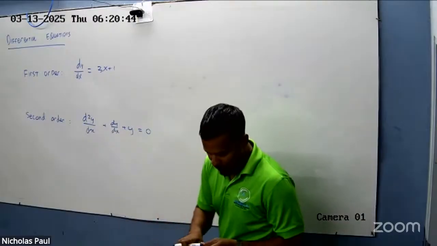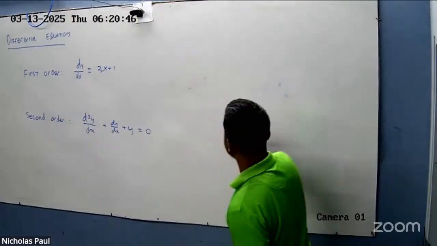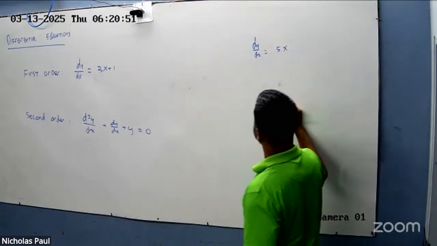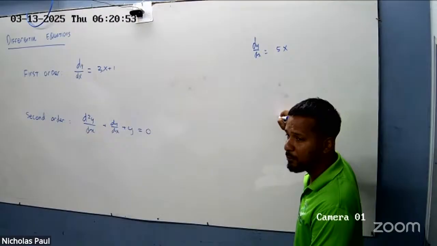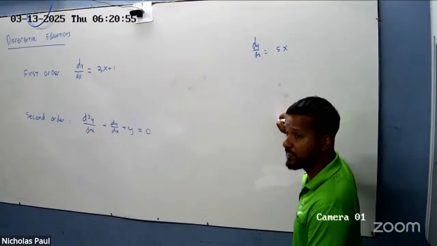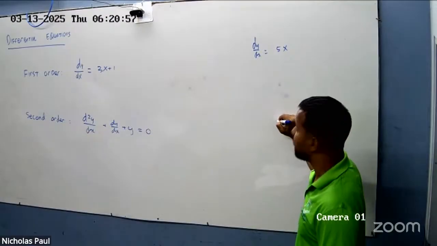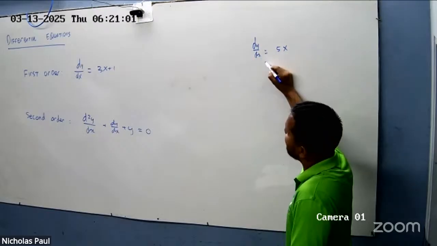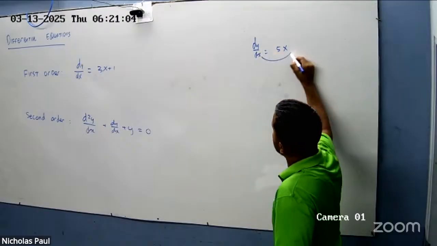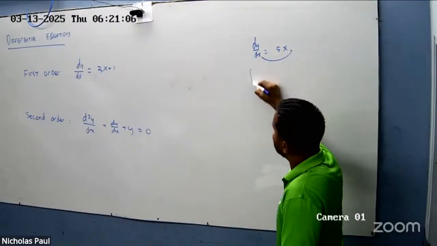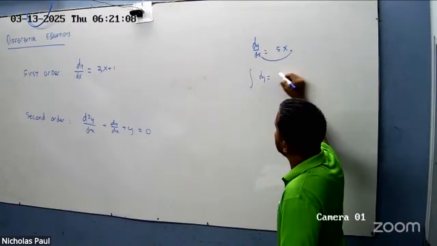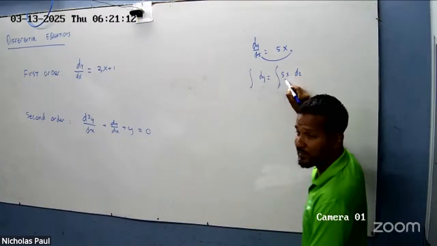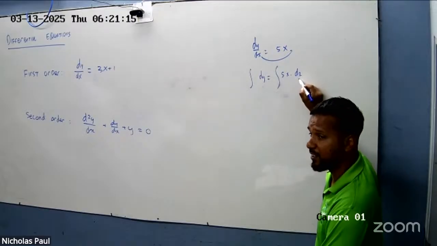So let's talk through this example. Suppose I gave you dy/dx is 5x. Can you solve for y? Technically, you integrate here and integrate here. But here's what you're really doing: you're moving the dx to this side, and you're integrating dy, and you're integrating 5x with respect to x. That's technically what you're doing.